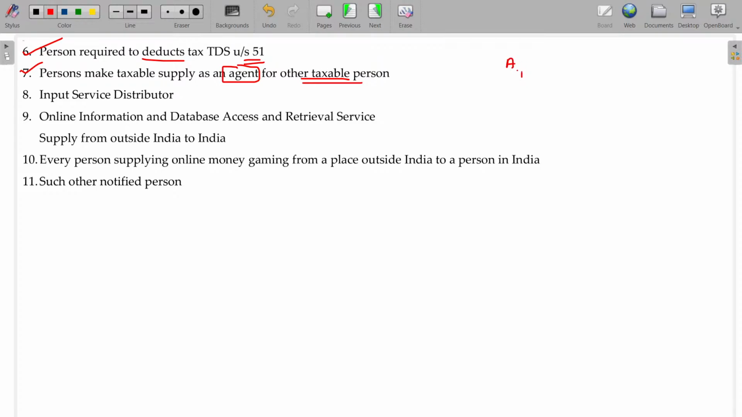A being the taxable person and B being the agent of this taxable person. Okay. So A being the taxable person and B being the agent, if his supply is just 100 rupees, sir. Okay. Now what about the status of B? Should register compulsorily under section 24.